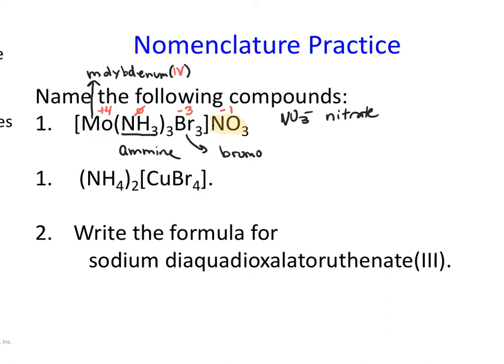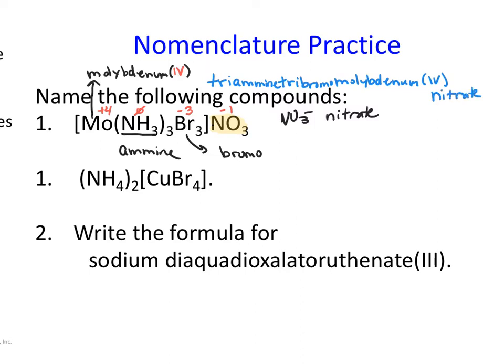So to name this, we name the ligands first in alphabetical order, and we add the prefixes. We have 3 amines, so triamine. 3 bromos, so tribromo. Molybdenum IV. And then the second word is our anion, which is nitrate.